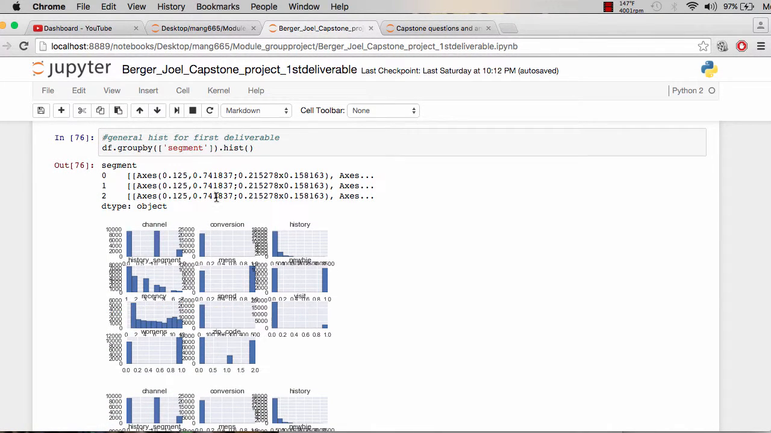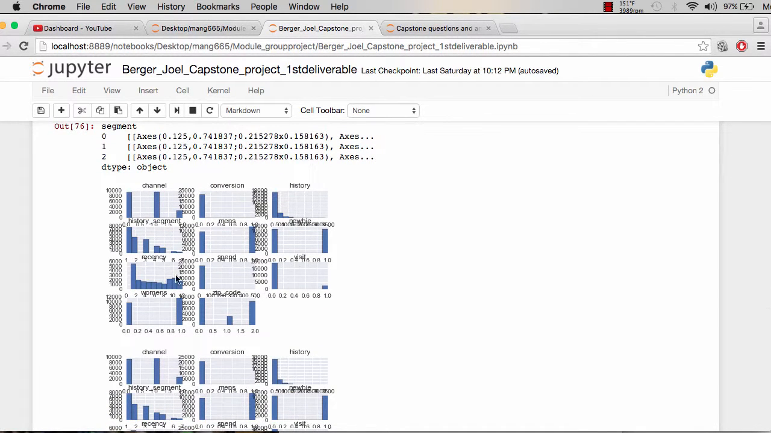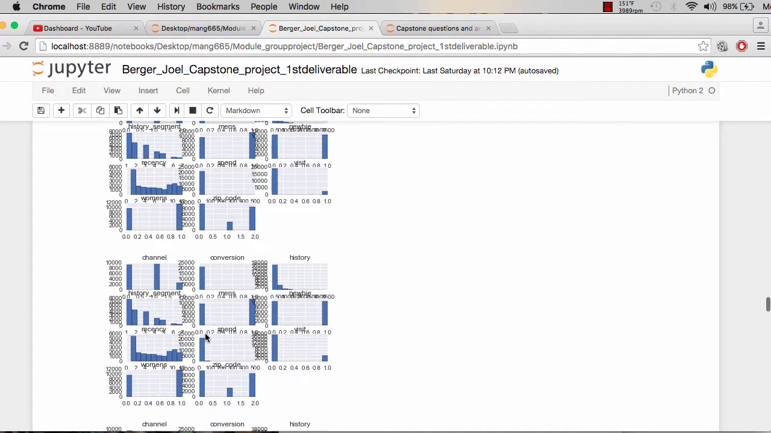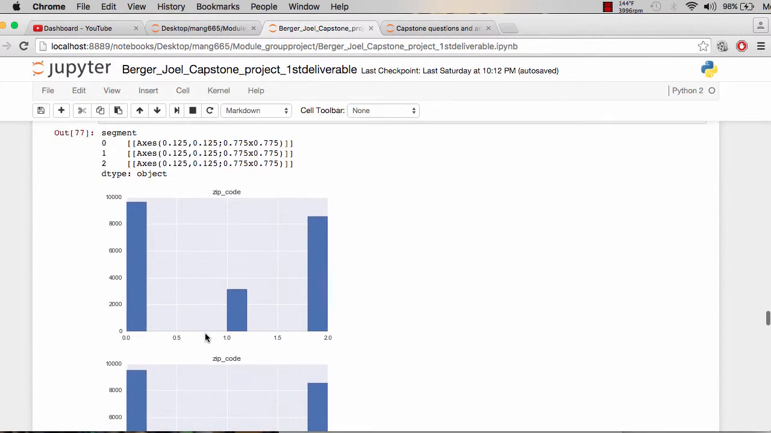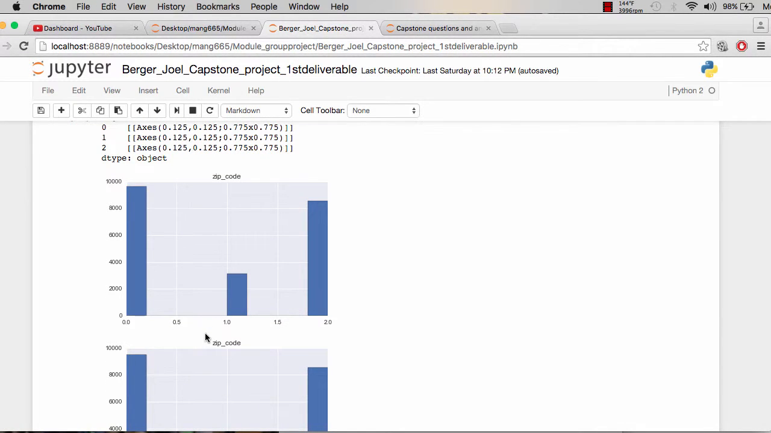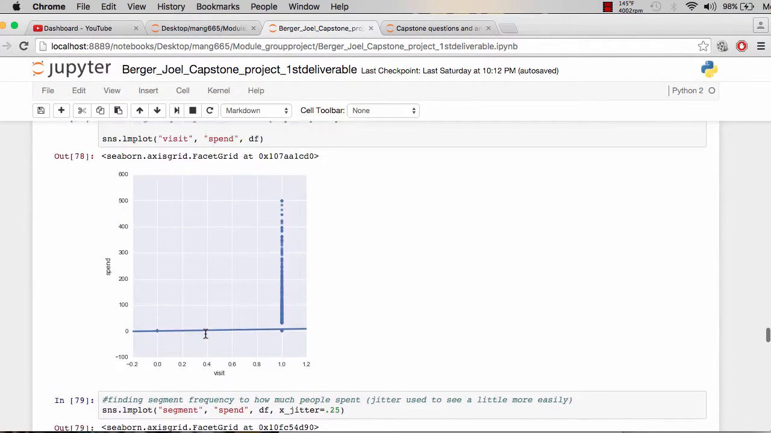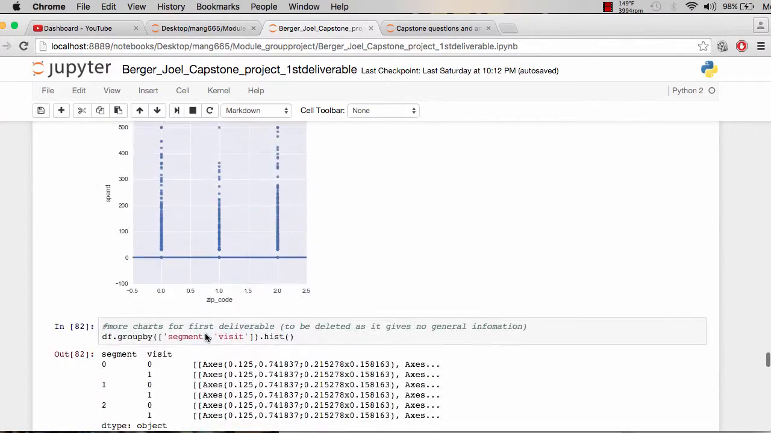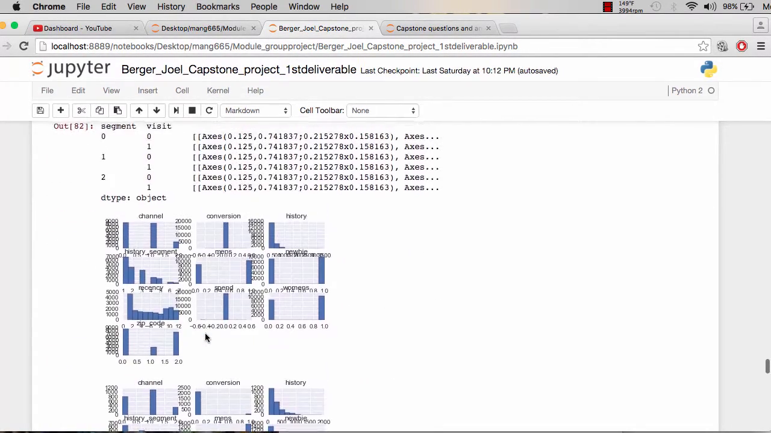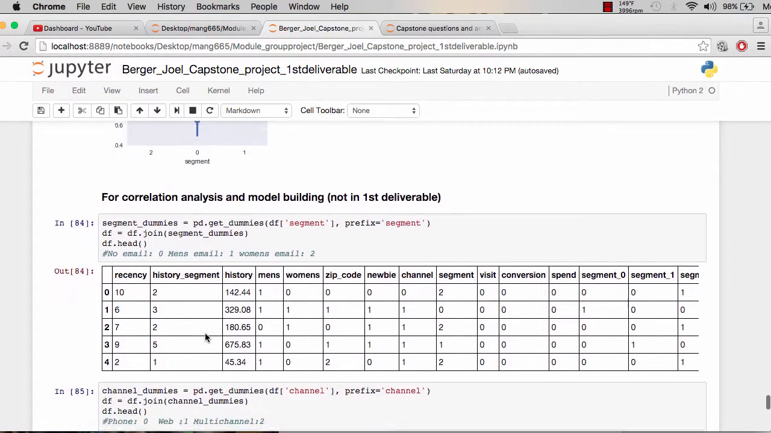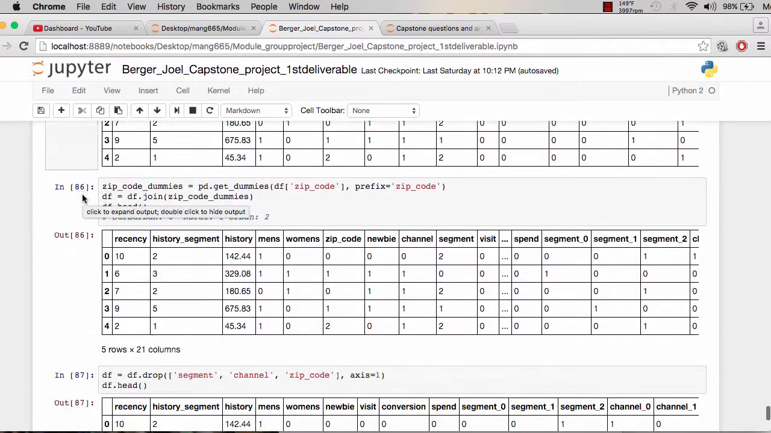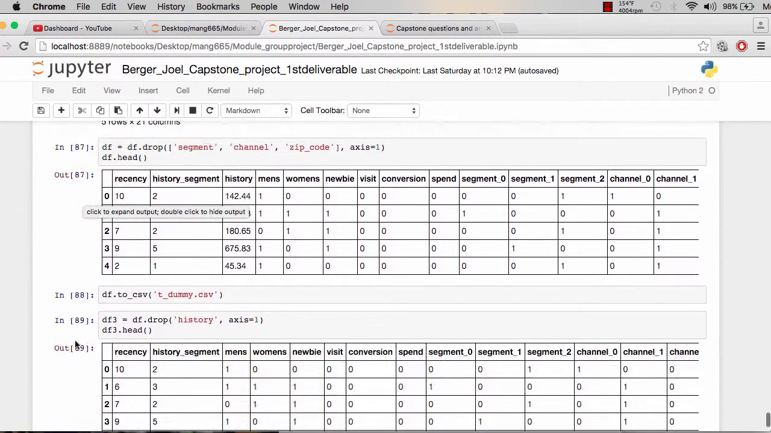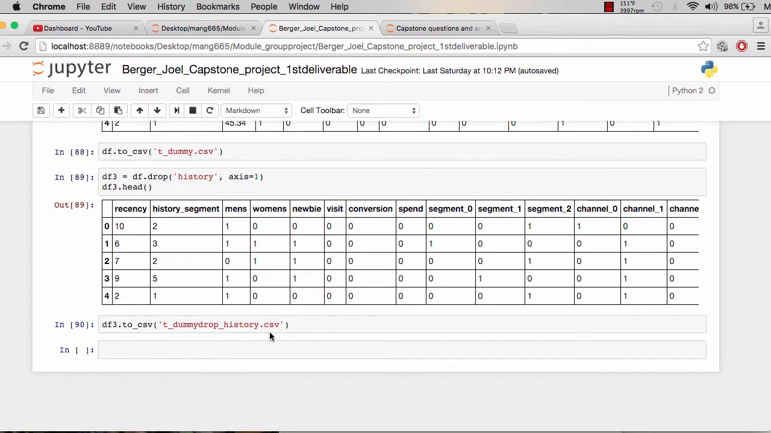For example, segment per channel, how many segments per channel each email was given to, or segment per zip code. So segment for zip code 1, segment for zip code 2, segment for zip code 3, general visit per spending, and you can just check these out yourself if you want. It's more of the general questions by visit. Before I ended this first part, I also made dummy variables for segment, channel, and zip code, so I could do the correlation and model building analysis. I saved that as T-dummy or T-dummy drop history.